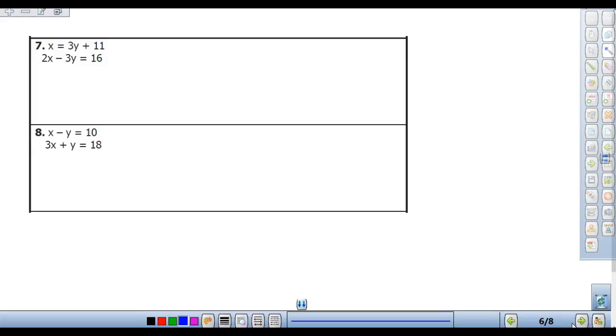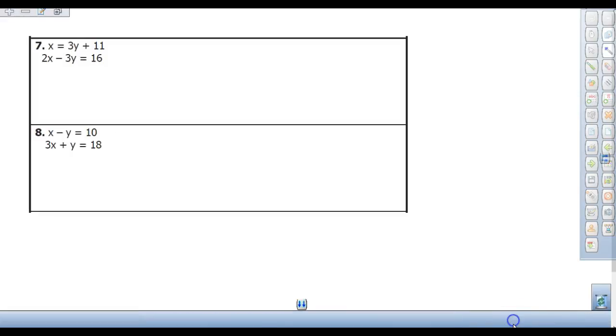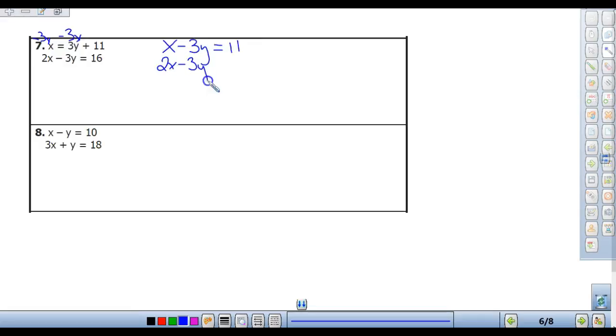Let's see, we might be doing 6, but I gotta look at something here. Let's look at 7. What's my issue with 7? They're not lined up. So, how can I get them lined up? Here I have x and y on the same side. How can I get x and y on the same side up here? Subtract my 3y because it's positive. So I have x minus 3y equals 11. I have 2x minus 3y equals 16.